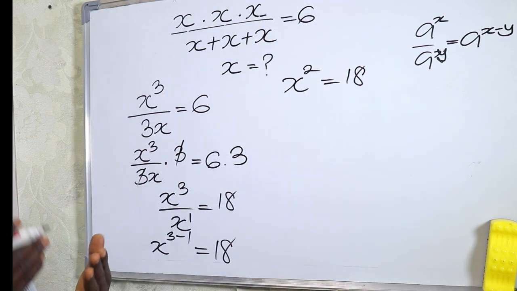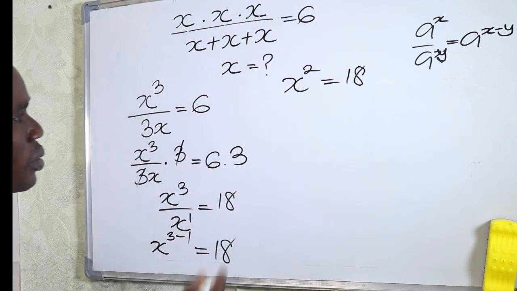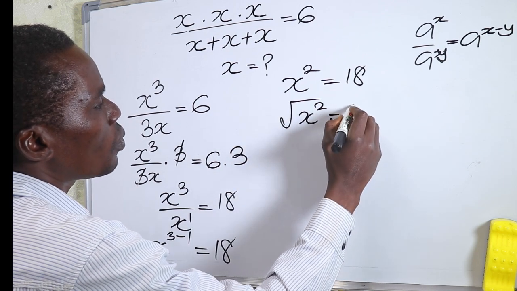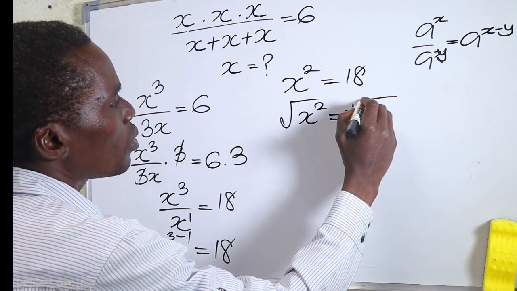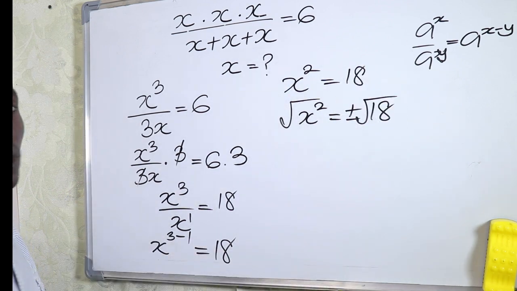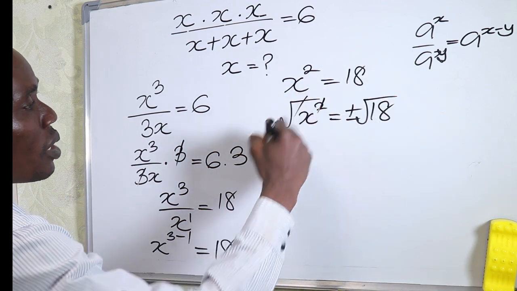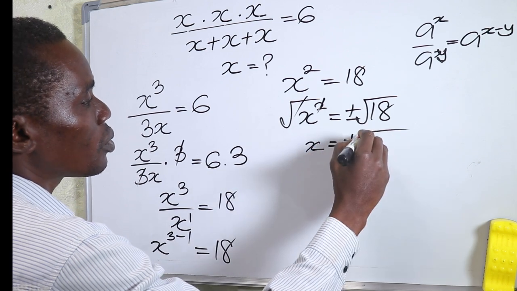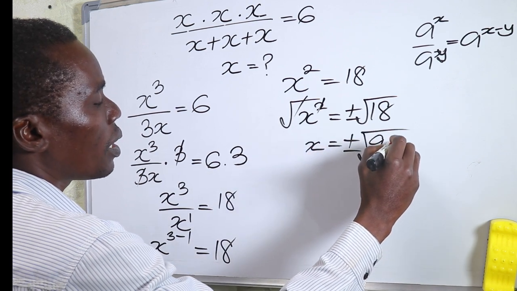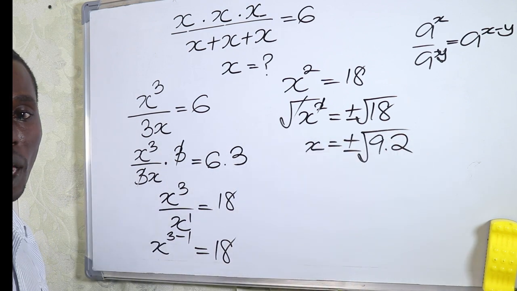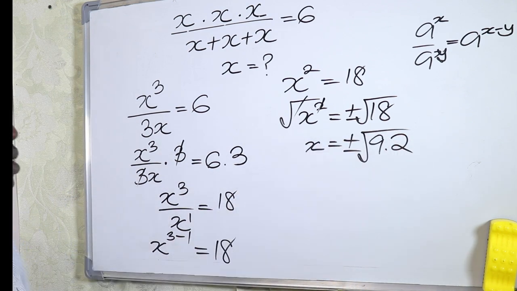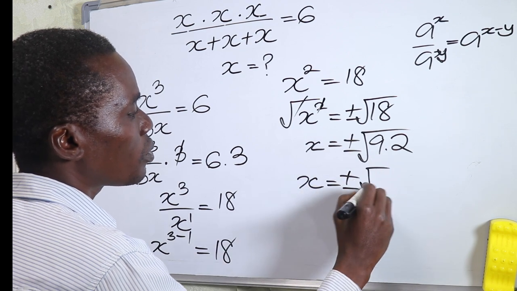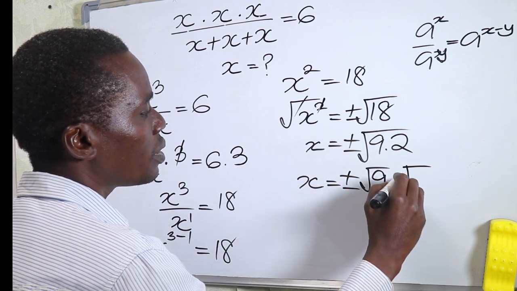So this is going to give us x to the power of 2 equal to 18. So what do we do? We can simply take the square root of both sides. If we take the square root of both sides, x can be equal to plus or minus the square root of 18. Now, x can be equal to plus or minus the square root of 9 multiplied by 2, since 9 multiplied by 2 will give us 18. So our x will be equal to plus or minus the square root of 9 multiplied by the square root of 2.